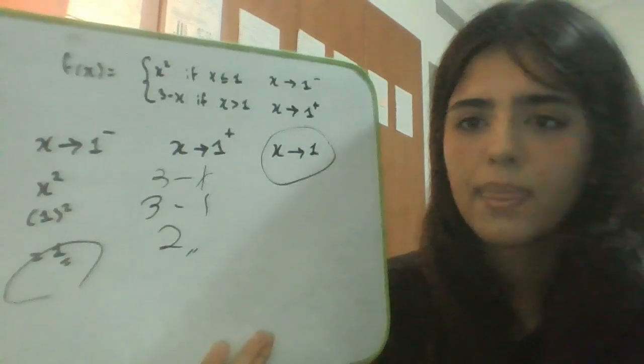Okay? Let's move on to another example. And I forgot to mention that because the left limit and the right limit are not equal to each other, the function is going to be discontinuous. The limit does not exist and it's going to be discontinuous.